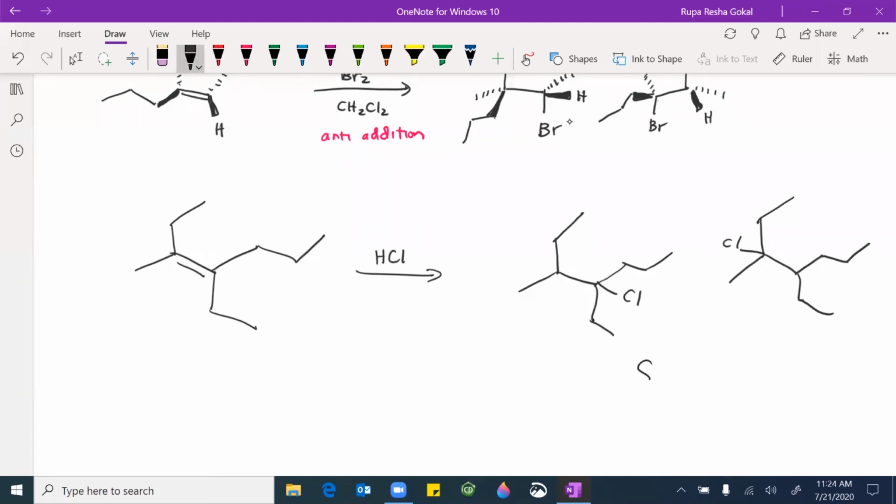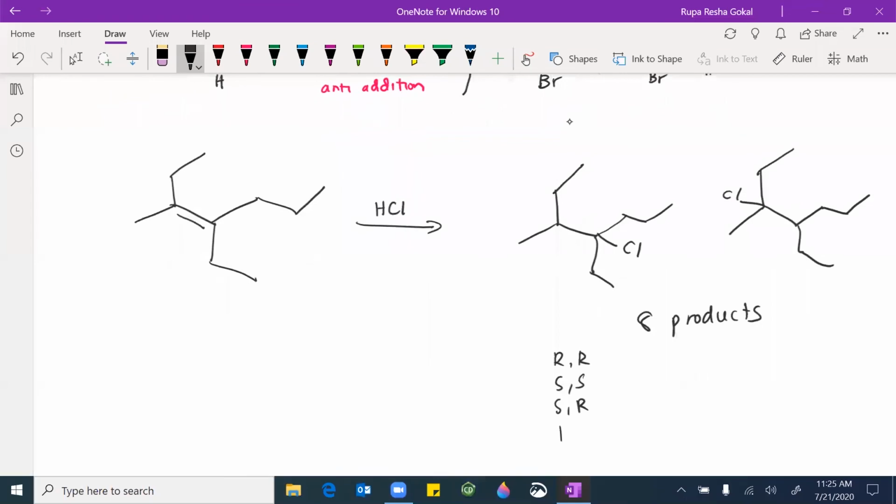Okay. So I have 8 products here. 8 products. Right? The RR, SS, SR, and RS of this one, and the RR, SS, SR, and RS of this one. So you see now, if we can avoid carbocations, why we want to, but you can't. When you want to add a halogen and a hydrogen, you have to go through a carbocation. But look at what it does. You end up with a bunch of different products, and if you just wanted one of those, your yield would be pretty poor. You with me? Right. Okay. Thank you.